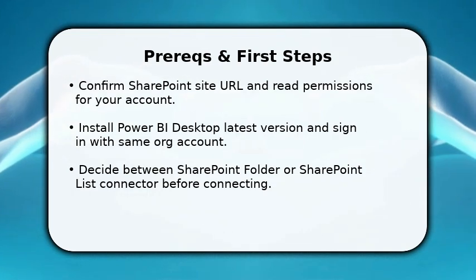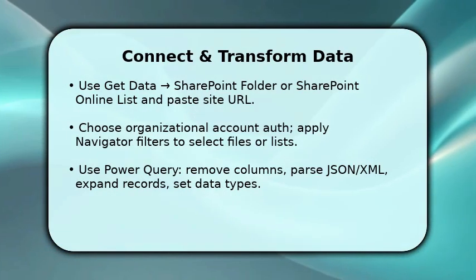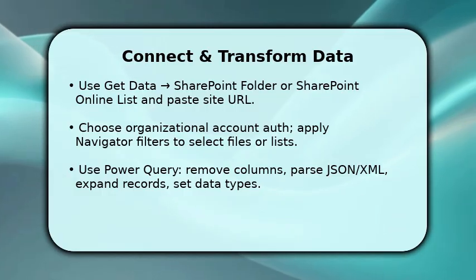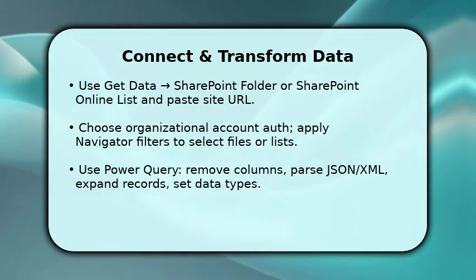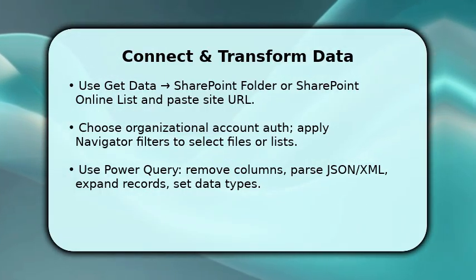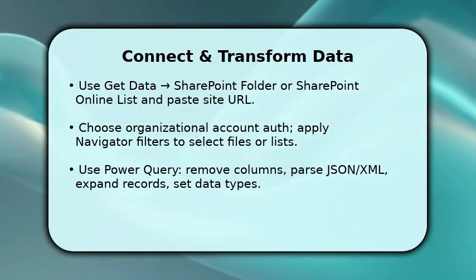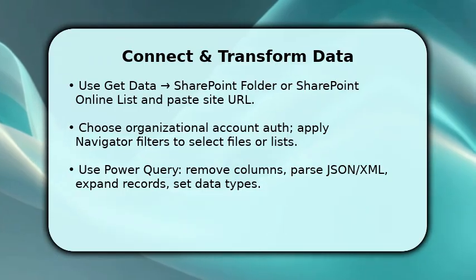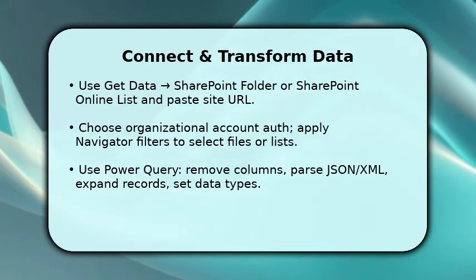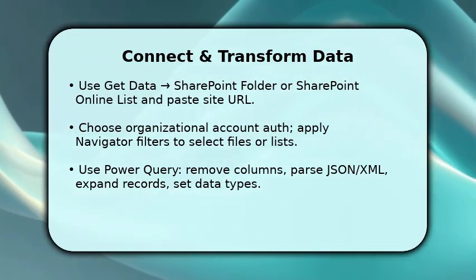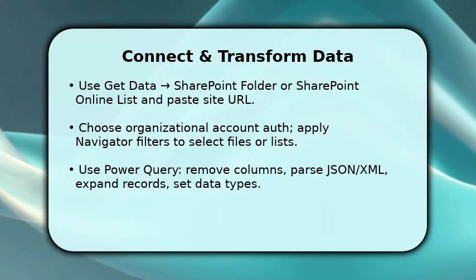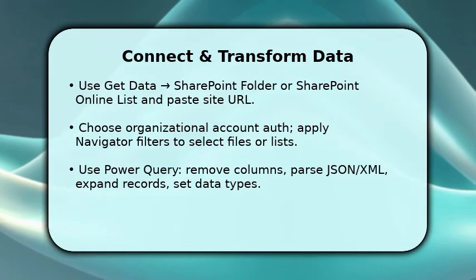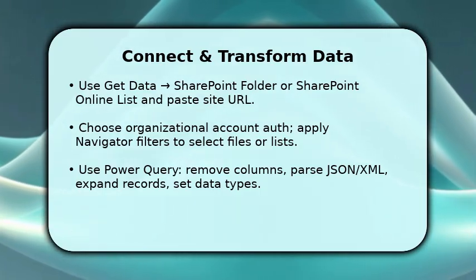You will now perform the core connection and transformations. In Power BI Desktop, choose Get Data and pick the SharePoint folder or SharePoint Online list option, then paste the site URL. This tells Power BI where to look. When prompted, use the organizational account authentication so tokens align with SharePoint. In the navigator, pick the target file or list and load into Power Query. Once loaded, apply filters, remove unnecessary columns, expand records, or XML.